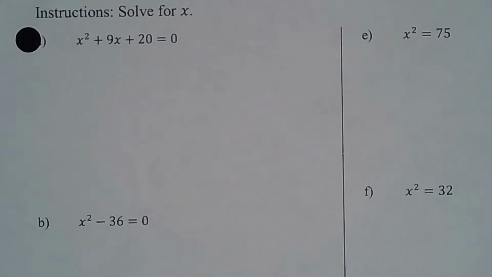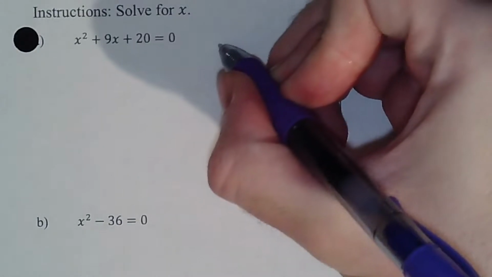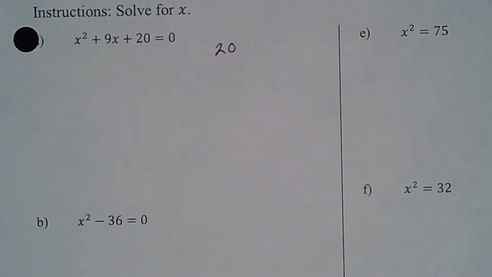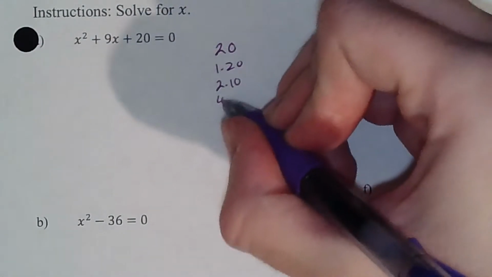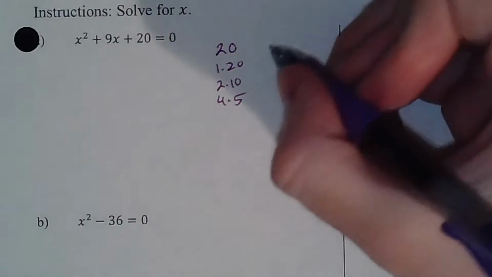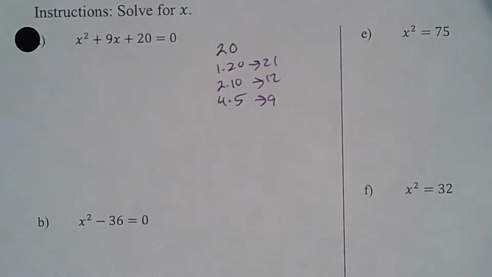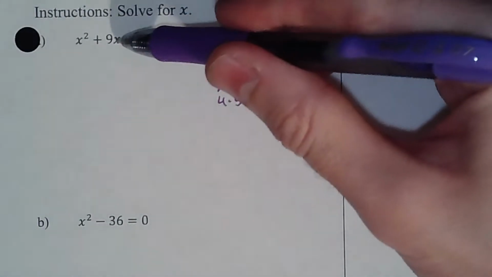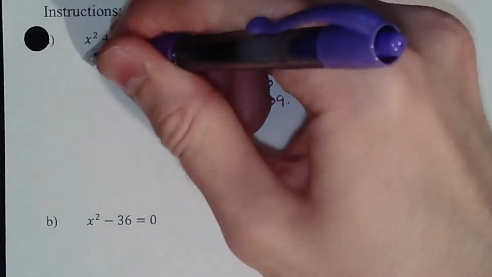So this first one, you got to recognize that this is a factorable equation. What does that mean? We got to go ahead and go off to the side. 20. What numbers multiply up to 20? In this case, we got 1 times 20, we got 2 times 10, we got 4 times 5, and that's it. This one here adds to 21. This one here adds to 12. This one here adds to 9. And of course, adding to 9, that's a 9 right there. We're good to go. We got the 4 and the 5, baby.